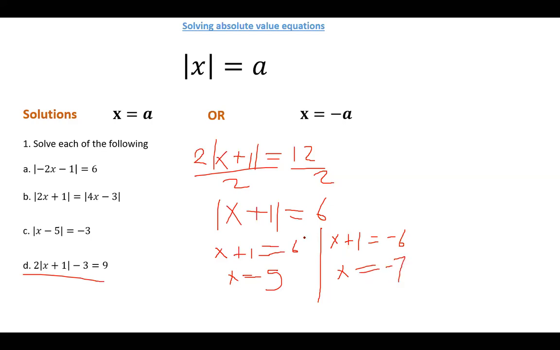Yeah, so you can try it out. Put negative 7 there, you get negative 6. The absolute value of negative 6 gives you 6. Put 5 there. 5 plus 1, you get 6. The absolute value of 6, you get 6. So these questions are just as simple as this. I don't know why people face a lot of challenges when it comes to answering these equations.